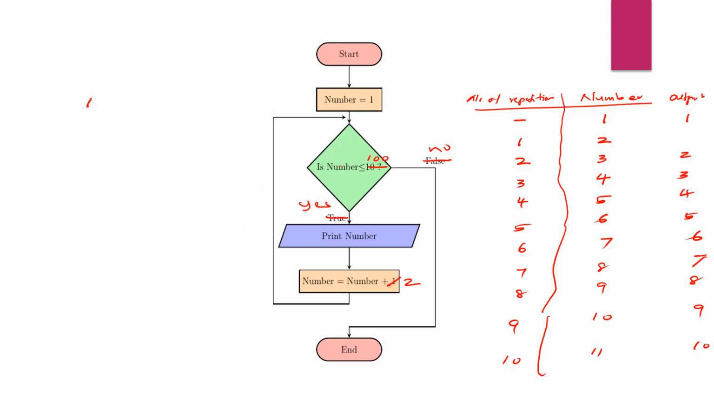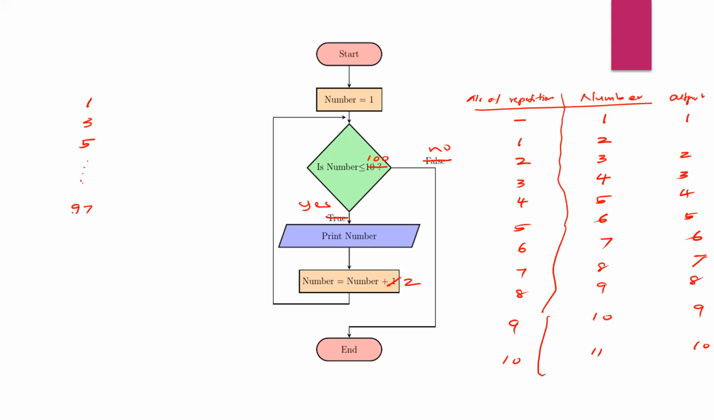Now this time you check whether 3 is less than 100. Yes, you print 3. Then 3 plus 2, number becomes 5. You check again, 5, is it less than 100? Yes, you print number. So that is 5. So this goes on like this.